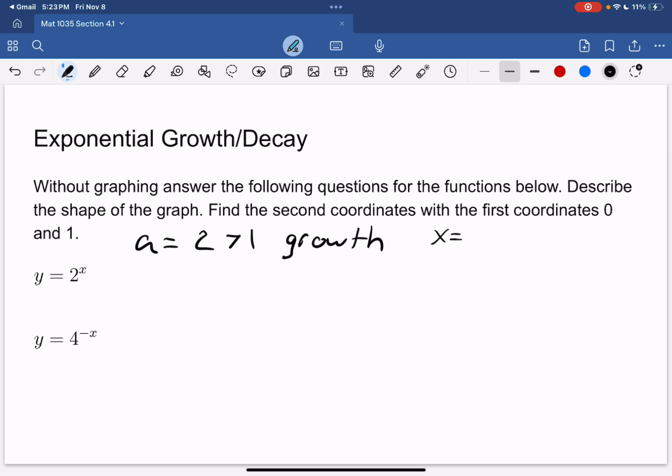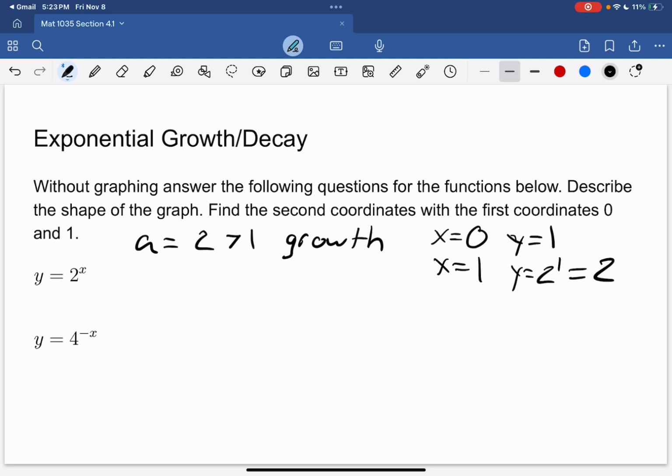So what that's saying is with the first coordinates 0 and 1, that means when x is 0, y is 1. Okay, so I have an initial value of 1 is what this is implying. So to find the second coordinates, we're just going to simply plug in x is equal to 1 and figure out what the value of y is. Here we have 2 to the first power, so it's simply 2.